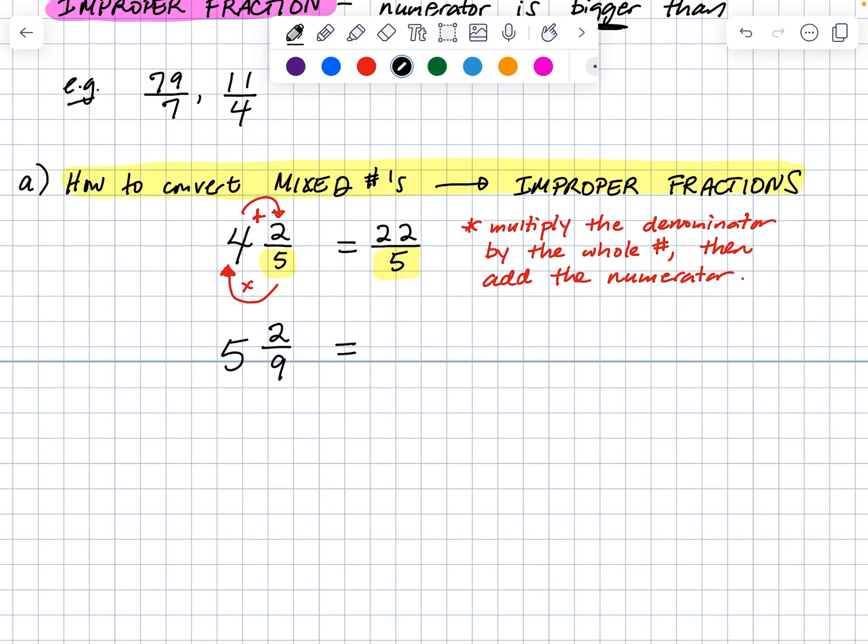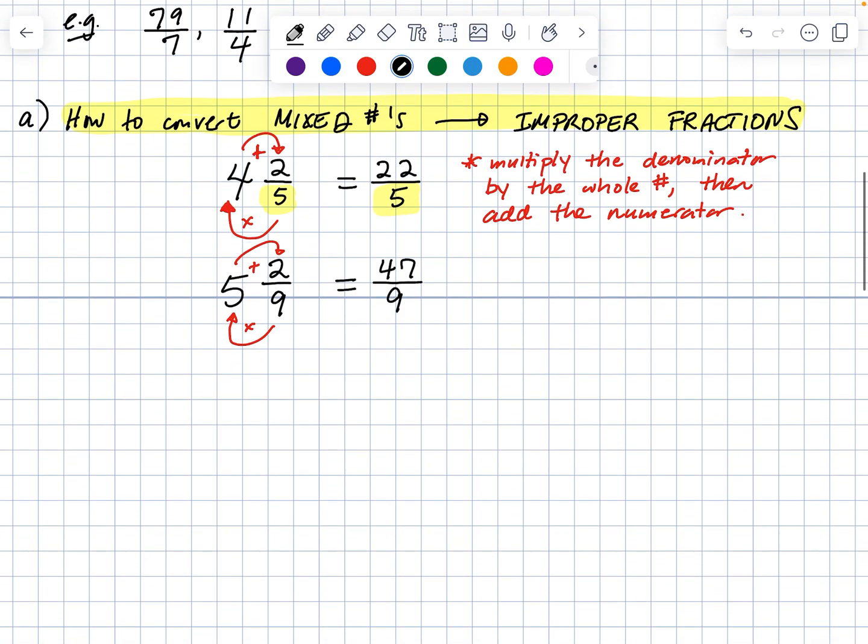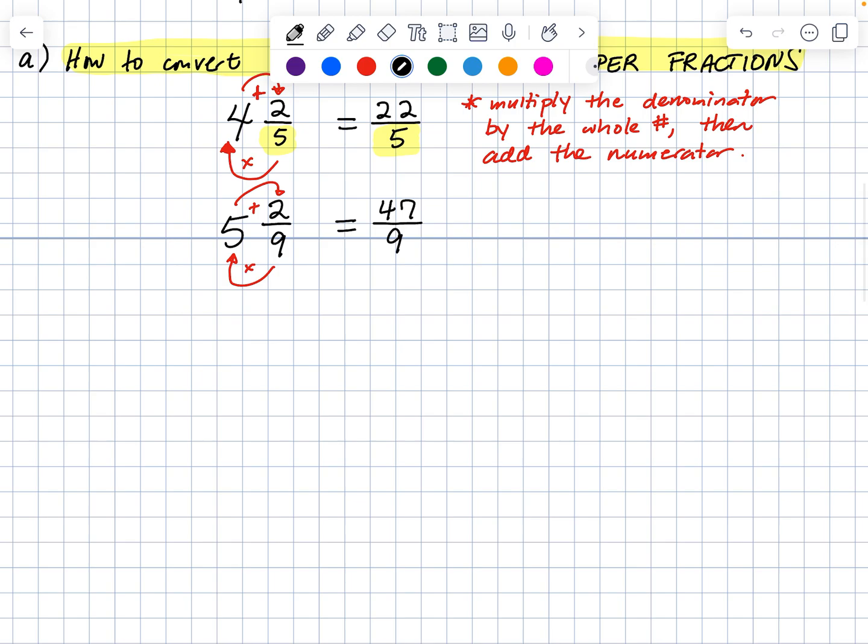Remember what I said above? The first thing actually, which I should have done earlier, is remember that your denominator stays the same. So I'm going to recopy 9. I'm going to follow the same process as described above. I'm going to multiply the denominator by the whole number. So 9 times 5, which is 45. And then I'm going to add 2 to my answer. So 9 times 5 is 45 plus 2, which gives me 47. So my result is 47 over 9. Okay, so that's the process of converting mixed numbers to improper fractions. All right, now let's move on to B.